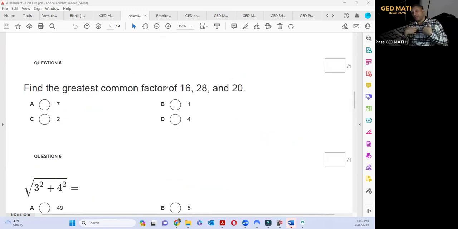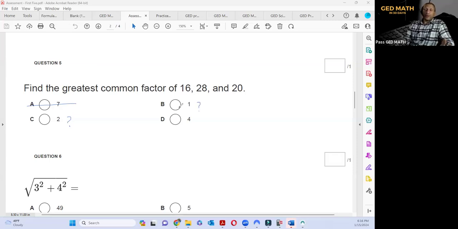Again, I think the easiest way to do this problem is just using multiple choice. Does 7 go into 16? No, can't be A. Does 2 go into 16? Yes. 2 go into 28? Yes. 2 go into 20? Yes, so this is a possible. Of course, 1 goes into 16, so this is a possible.